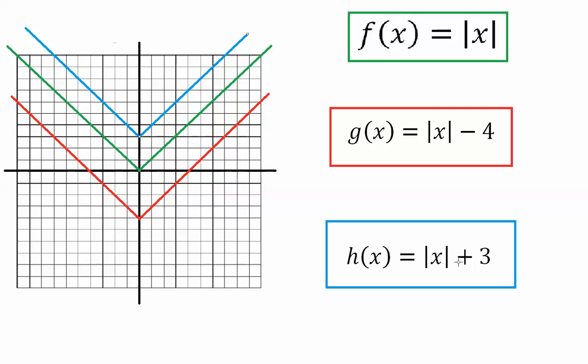So from the green one, we subtract 4, so we shift down. From the green one, when we add 3, we're going to shift up 3. That's all what happens when you add and subtract outside the absolute value bars.